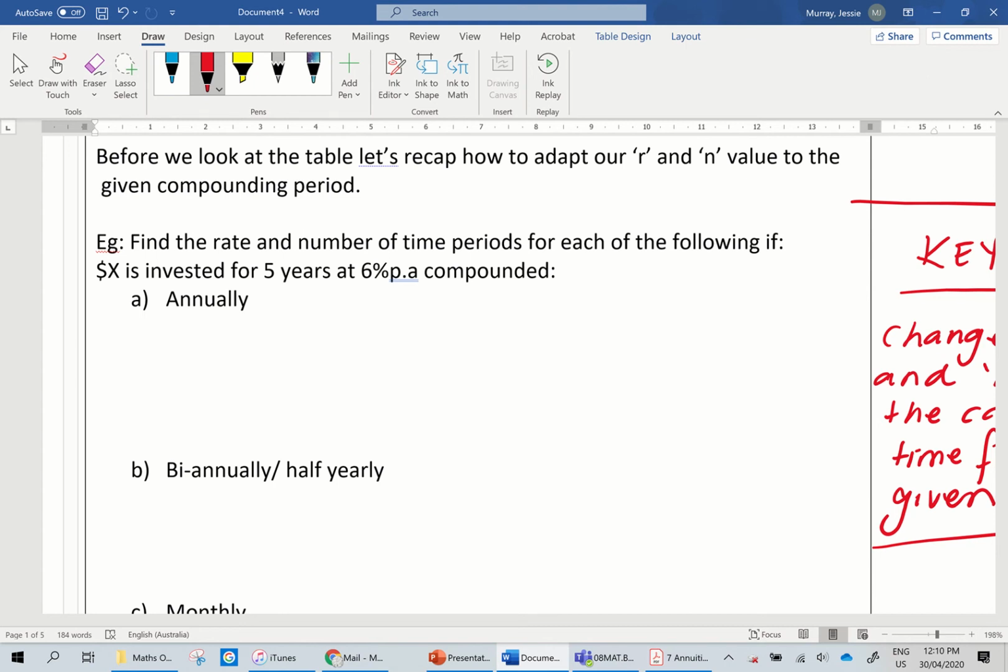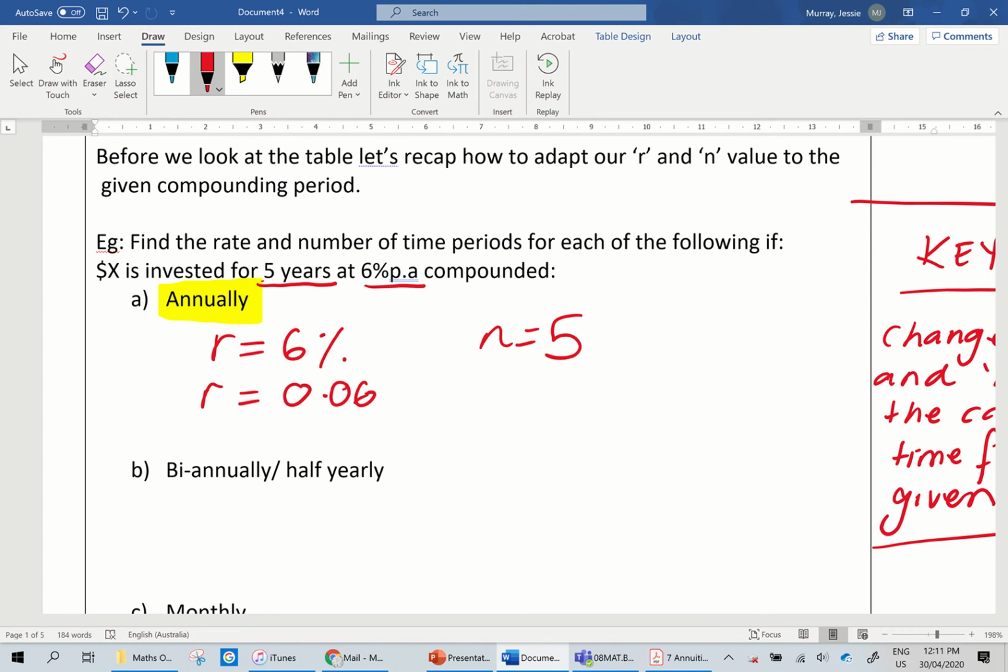So first of all, I look to myself and I say, okay, annually means per year. My number of time periods and my rate is all per year, so I don't have to change anything. So my rate is 6%, which I know is 0.06. And I know that when I put that, just as a side note, in my formula, it's always 1.06, so I changed it to that 1 point. Well, that's just for the future. And my time periods is 5 years. I didn't have to change anything because everything's in years and the question wanted it per year.